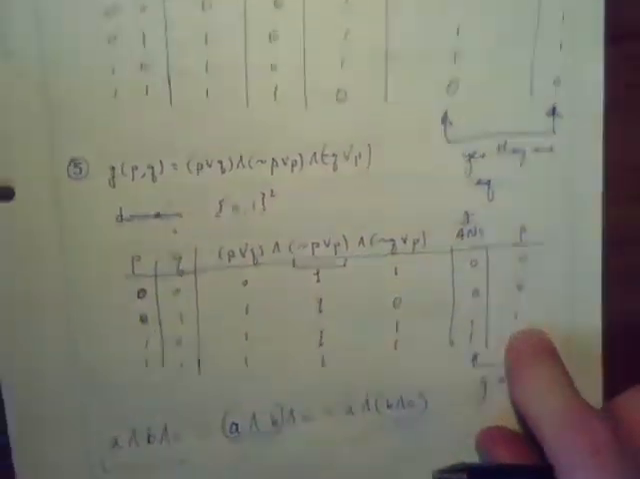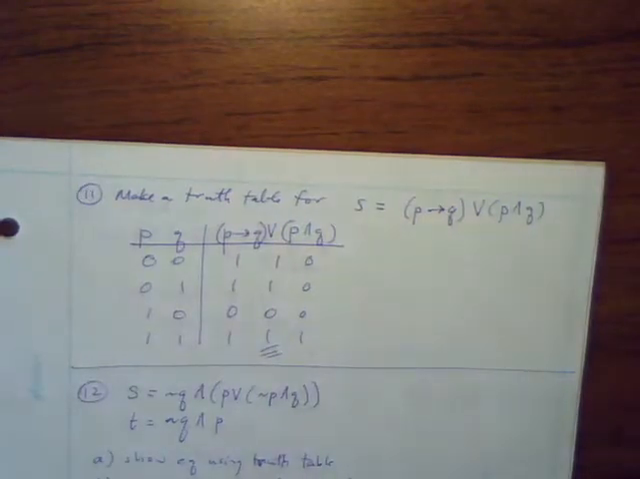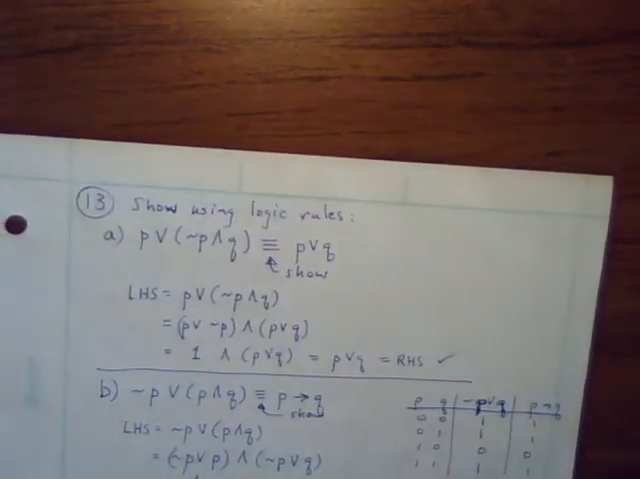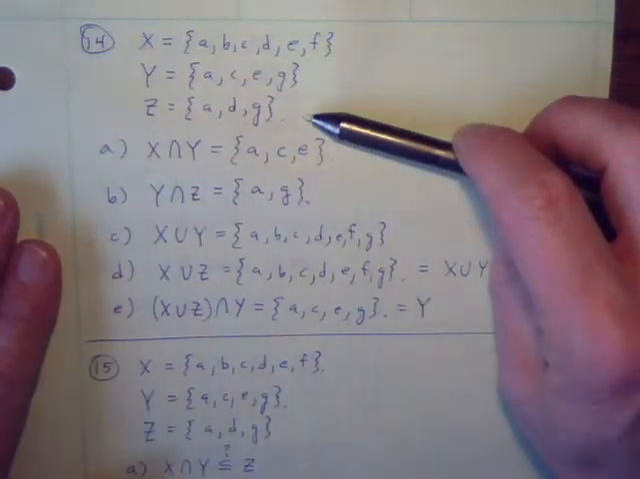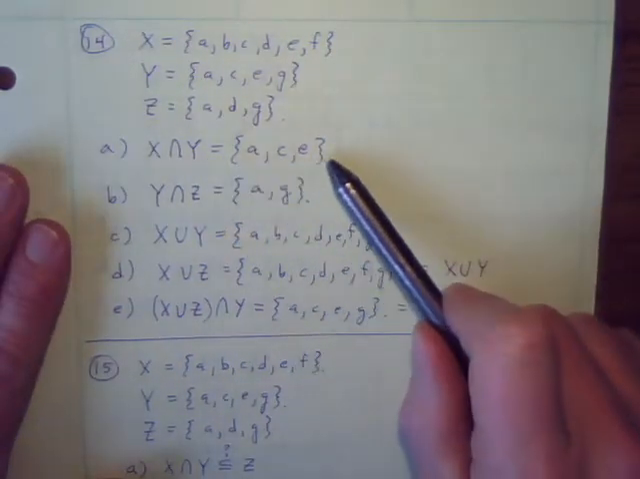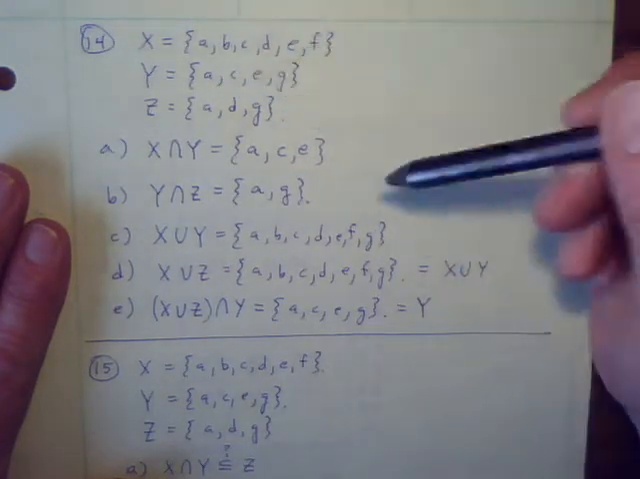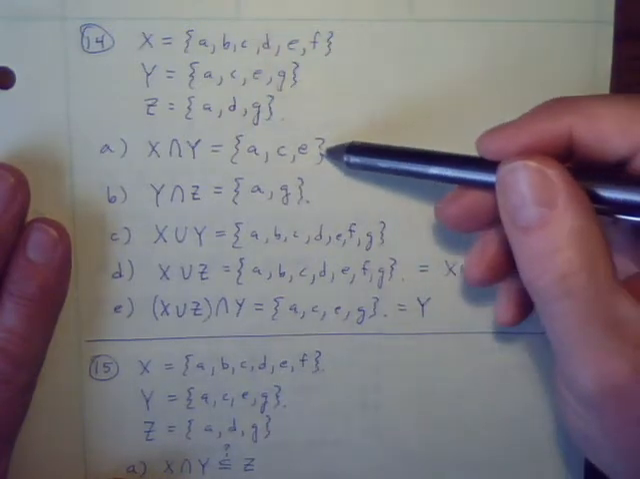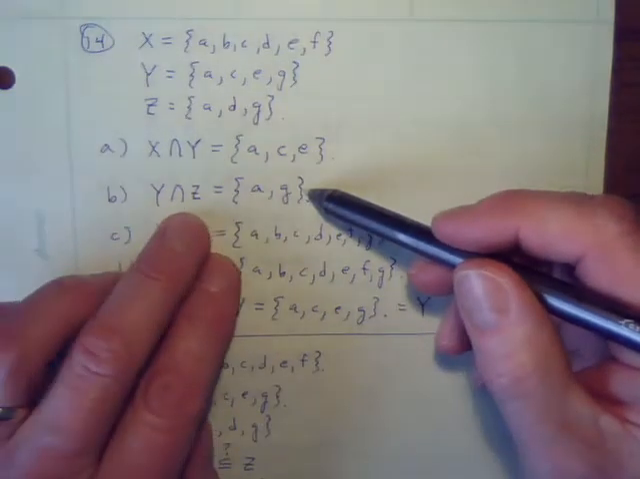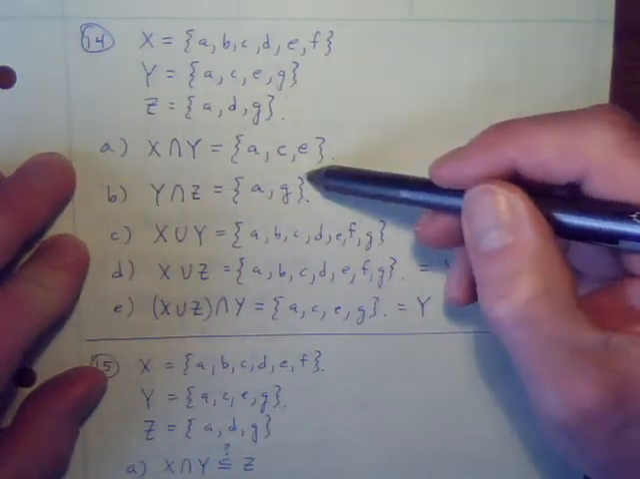In 14, I have these three sets defined, and I've taken X intersect Y. These are the elements common to X and Y: A, C, and E. G, F, D, and B are not. Y intersect Z. Here are the elements common to Y and Z. They happen to be A and G.